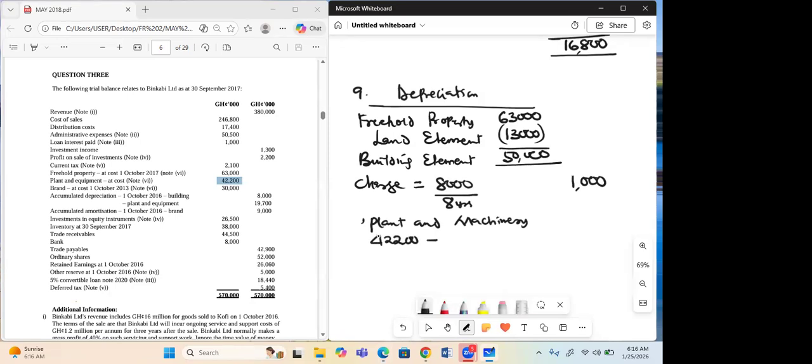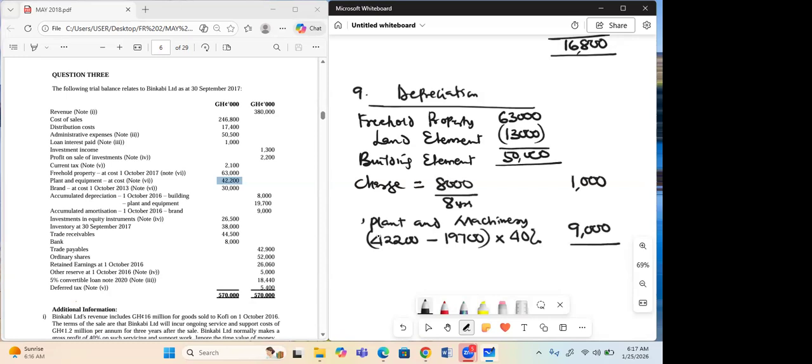So cost is 42,200 minus accumulated depreciation, which is 19,700. Reducing balance means on the carrying amount, so times the rate of 40%. So calculate that for me. 42,200 minus 19,700 gives 22,500. What is 40% of that? 9,000. Yes, sir. So that's giving me 9,000.